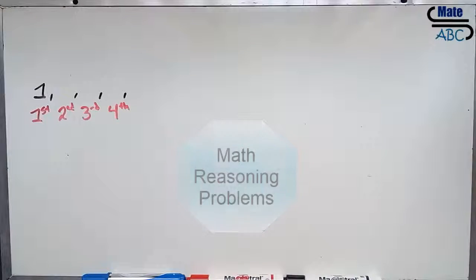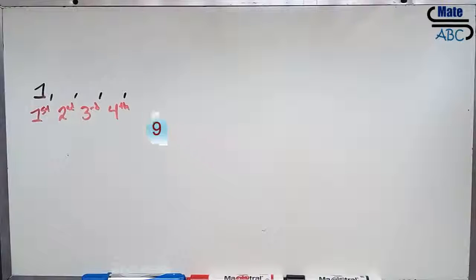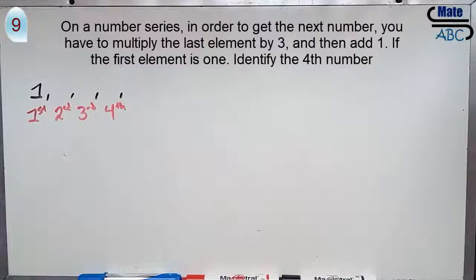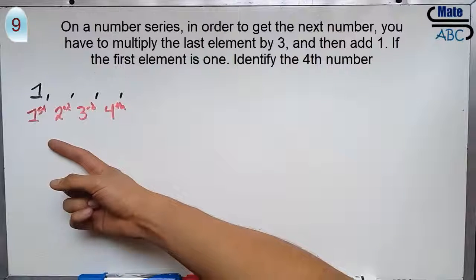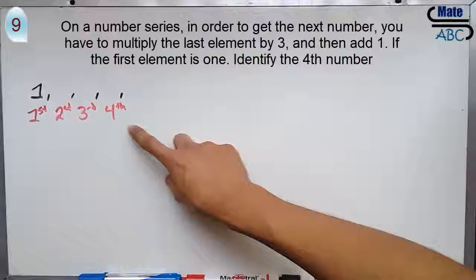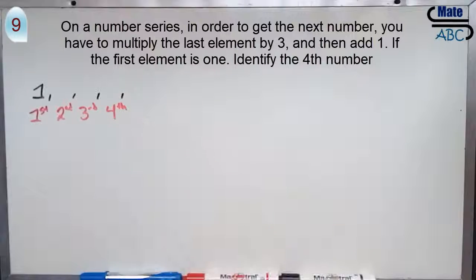problems. This is the 9th video, so let's get started. On a number series, in order to get the next number, you have to multiply the last element by 3, and then add 1. If the first element is 1, identify the fourth number. So I encourage you guys to pause the video and try to figure it out.